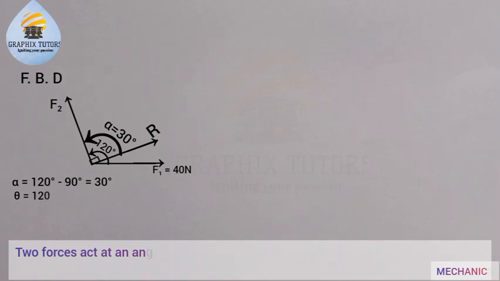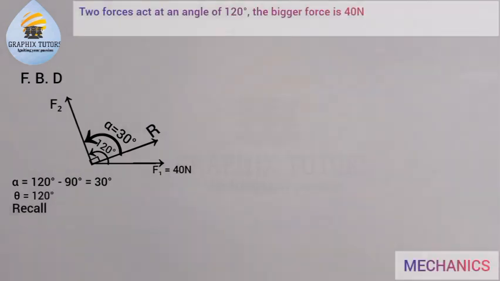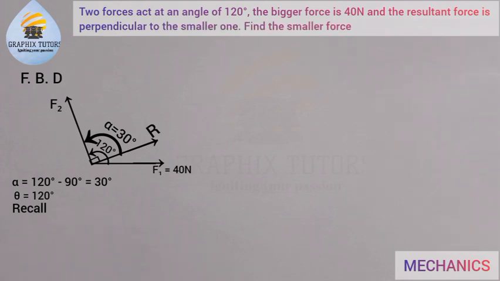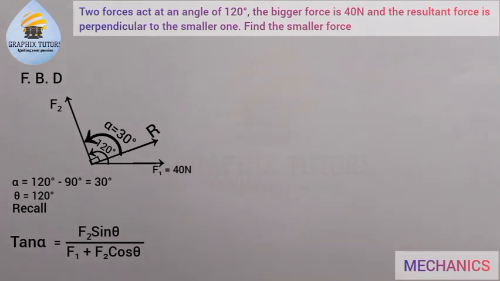Now recall, whenever you are calculating for an angle in parallelogram law, it is given as tan alpha equals F2 sine theta divided by F1 plus F2 cos theta. Always remember your F1 can be P, or any variable of your choice, and your F2 can be Q or any variable of your choice, so don't get confused along the line. They can also change the value of the bigger force, which is 40 Newton, to 80 or anything. So just understand the concept.